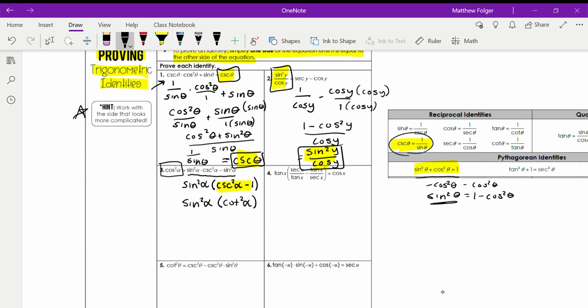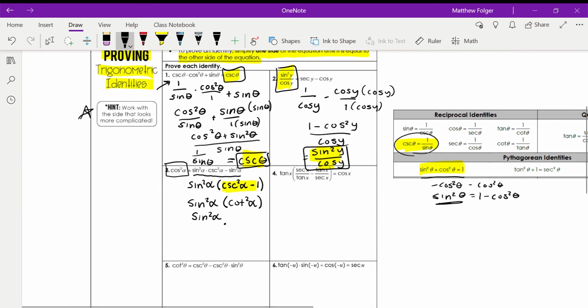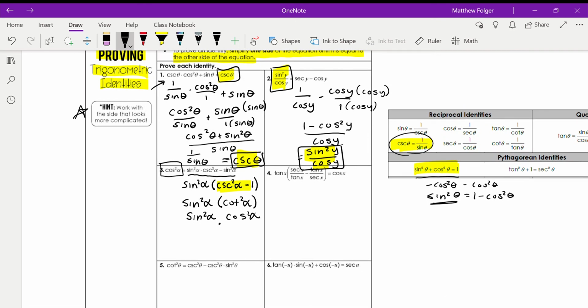At this stage, we're still not at cos squared alpha. So what can I do with these? I can turn them into sine and cosine and see what happens. So I have sine squared alpha times cotangent, we know, is cos over sine. So times cos squared alpha over sine squared alpha. You probably noticed the sines cancel, and all that's left is cos squared alpha, which is what we wanted in the beginning. So in the first 3 problems, we found a complicated side, and we simplified it down, and it equals what was on the other side.